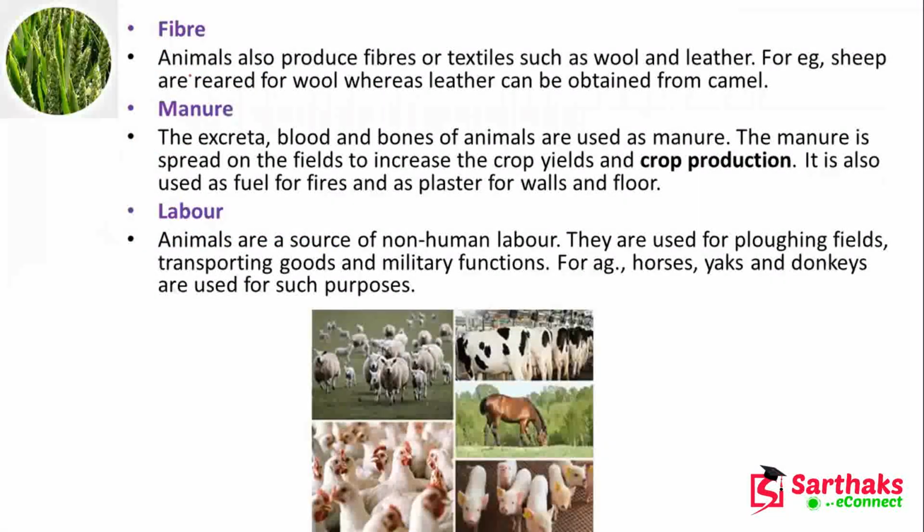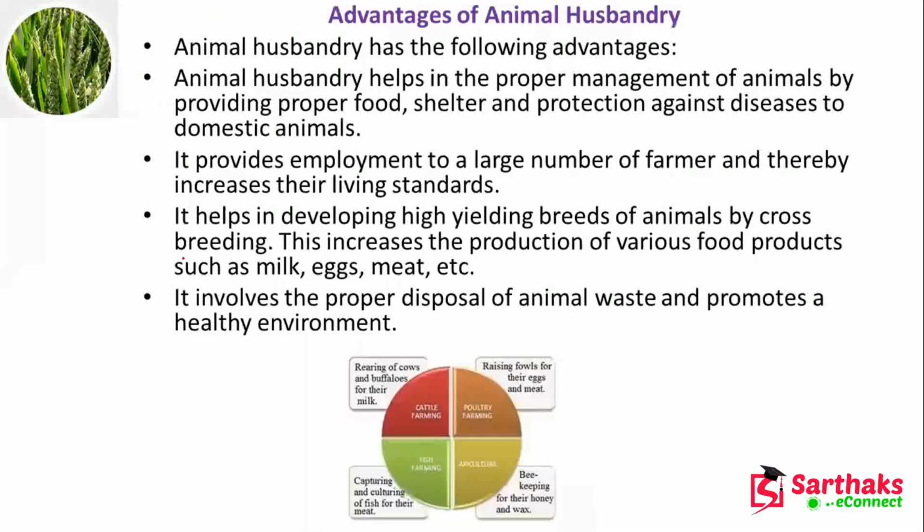Fiber: we can take fiber from animals like sheep, wool, and manure also, cow dung, which is a good manure. And labor: animals are a source of non-human labor. We can use bullocks for bullock carts, horses, yaks, donkeys, all those things we can use as labor. So manure we can use, and animals as labor we can use.